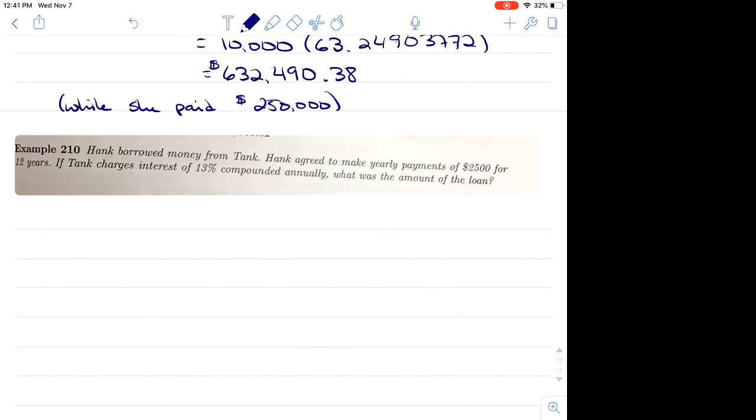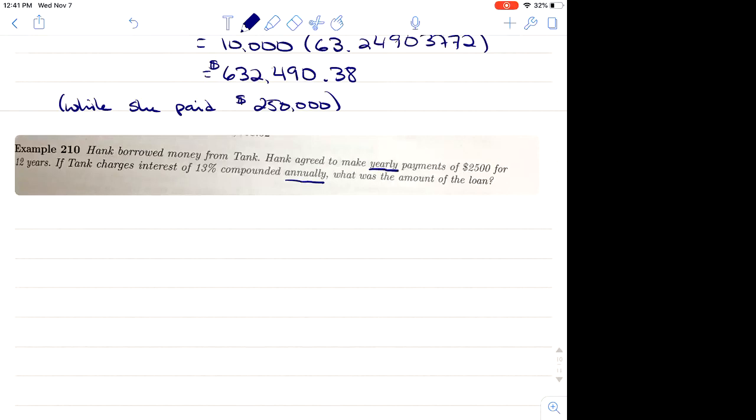Hank borrowed money from Tank. Hank agreed to make yearly payments of $2,500 for 12 years. So he's making yearly payments. If Tank charges interest of 13% compounded annually, so yearly again, they're matching.